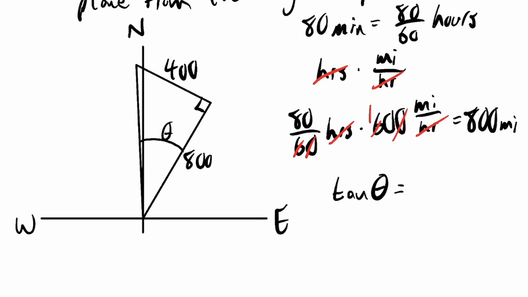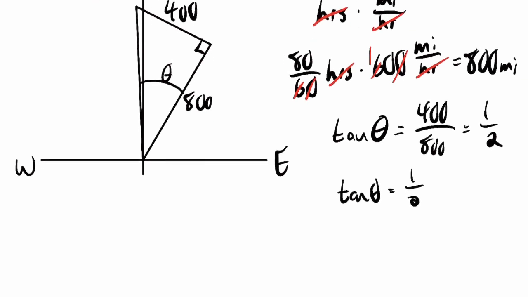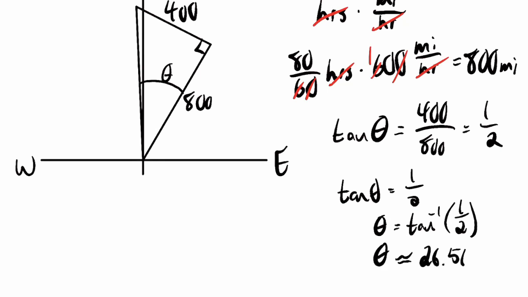So we'll say tangent theta equals opposite over adjacent. That's 400 over 800, or 1/2. So tangent theta equals 1/2, so theta equals tangent inverse of 1/2. I need a decimal approximation for that. Tangent inverse of 0.5, I get 26.565 degrees.